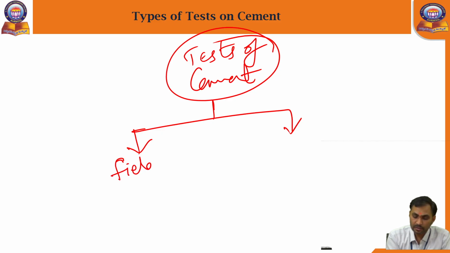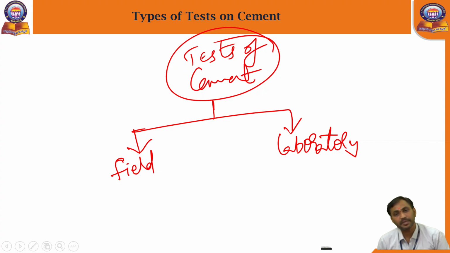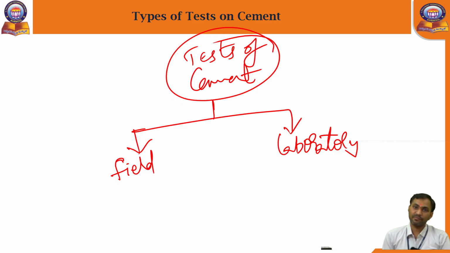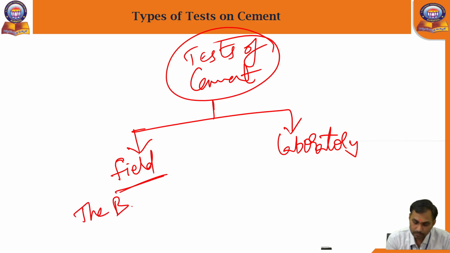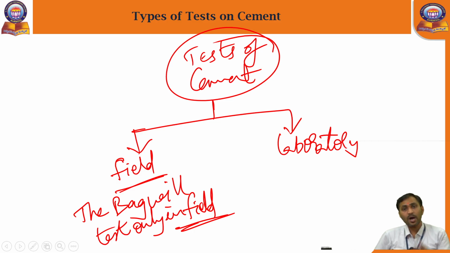One is field test, another one is laboratory test. Field test means, for example, if you have purchased one cement bag, that cement bag will be tested in the field itself. Nothing but the cement will be tested only in the field, nothing but construction site areas. What will we test?